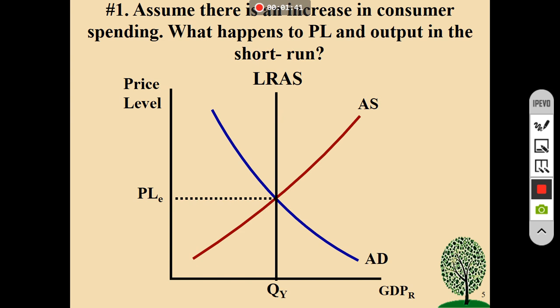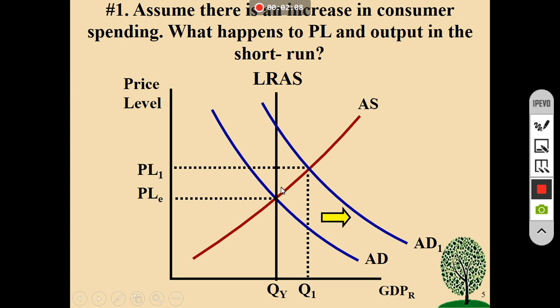So, assume there is an increase in consumer spending. What happens to price level and output in the short run? Consumer spending is a piece of aggregate demand. If we increase consumer spending, we're going to increase aggregate demand. So there's our shift to the right. We find the new intersection of AD and short run AS right here. This gives us our new price level and our new output, okay?